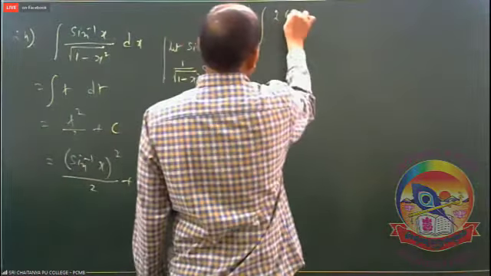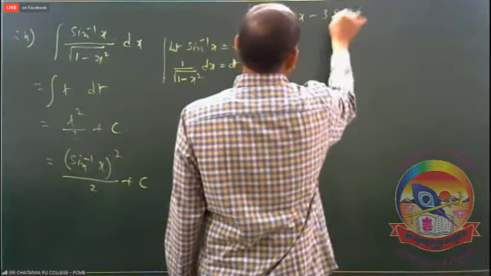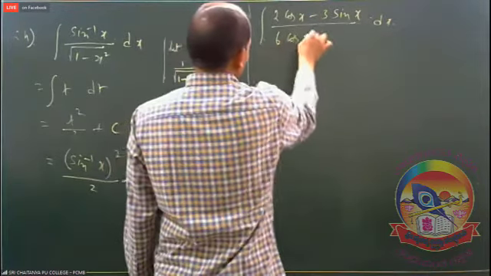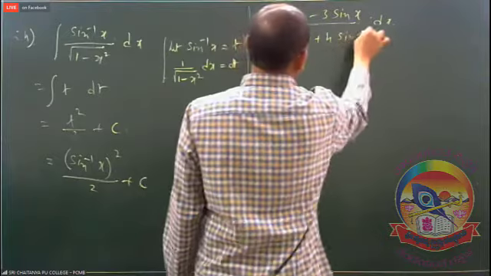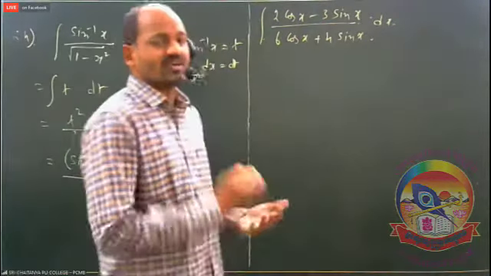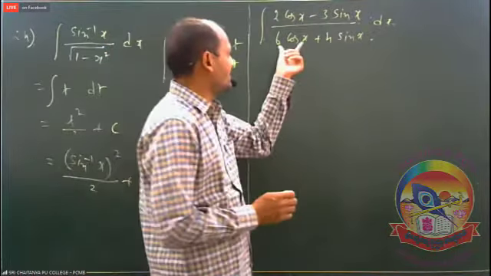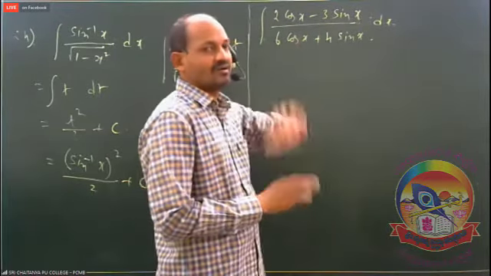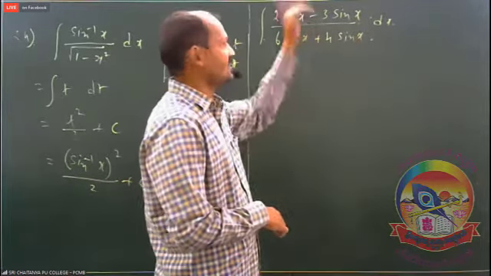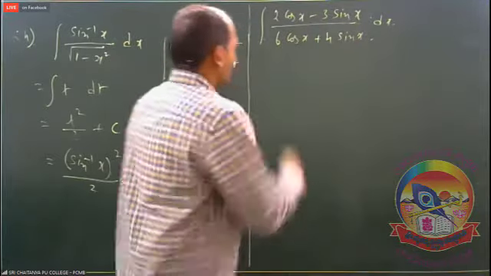Integral of 2 cos x minus 3 sin x divided by 6 cos x plus 4 sin x whole dx. Here which term should we consider as t? The numerator, or the denominator? For example, the derivative of 6 cos x is not minus 3 but the derivative of cos is a minus sign, and the derivative of sine is a cos. Okay?